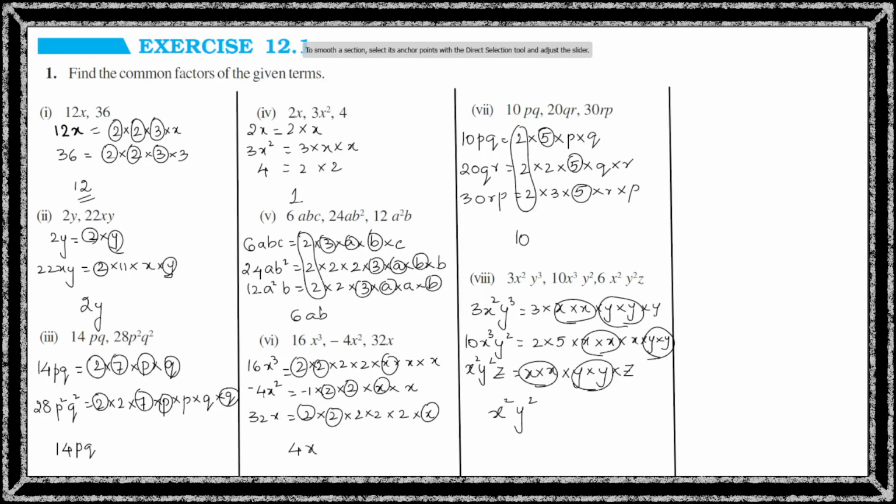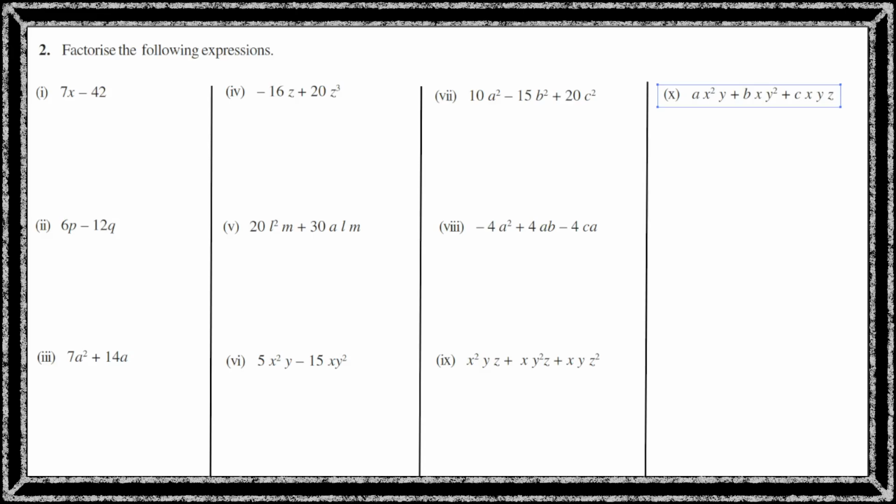Let's look at the second question now. Factorize the following expressions. Now you can see that earlier we had separate terms and we found out the common factor. Now having practiced that, here what we'll be doing is we are going to take the common factor out. So here 7 and 42, clearly 7 is, you can take 7 outside the bracket, right?